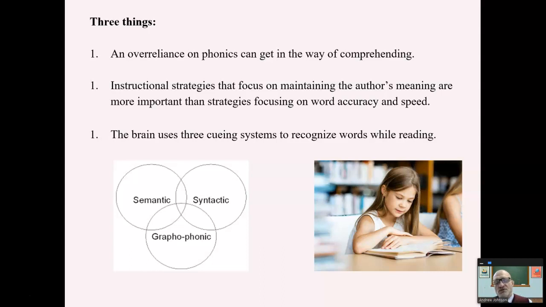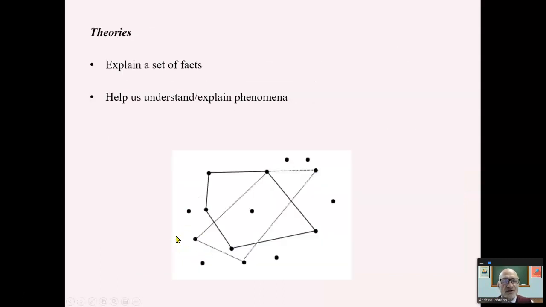And the brain uses three cueing systems to recognize words while reading. The semantic, which is context, the syntactic, grammar and word order, and the graphophonic or the phonological, which are letter clues. Of the three, the semantic is the most efficient because it uses the least amount of short-term, working memory. Graphophonics is the least efficient, semantics is the most efficient. And we'll get to that another day.